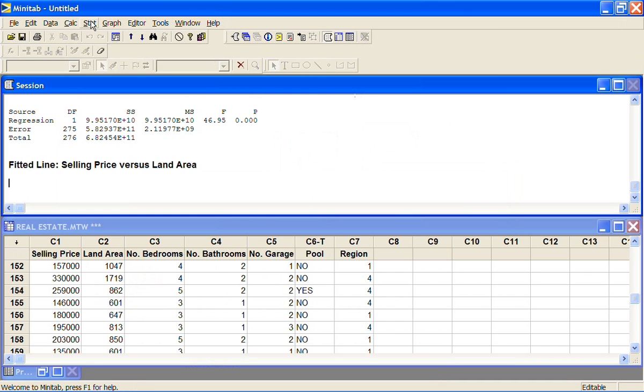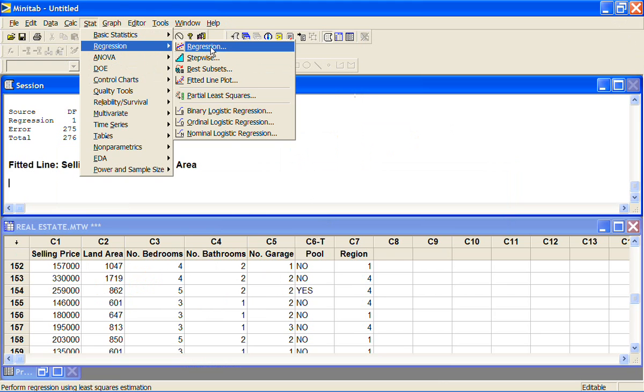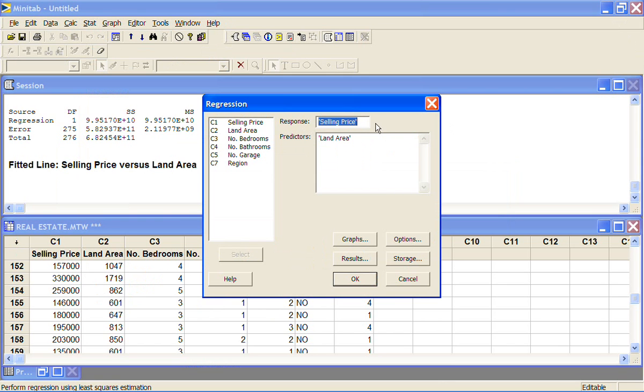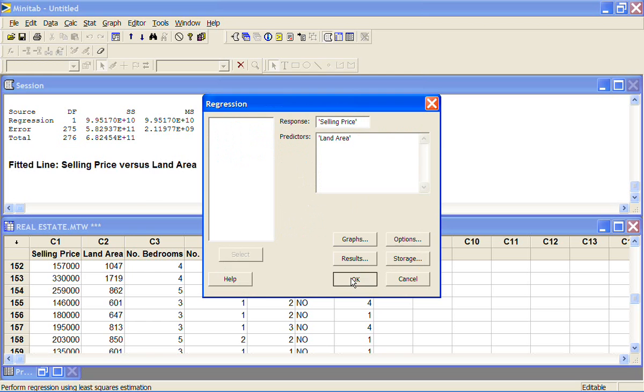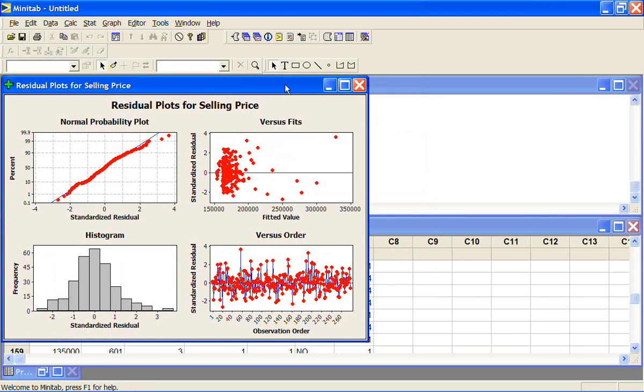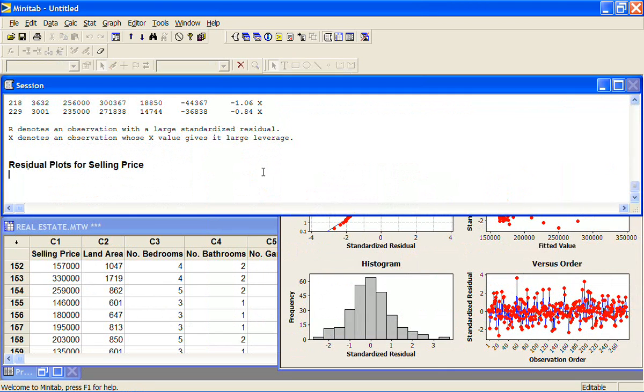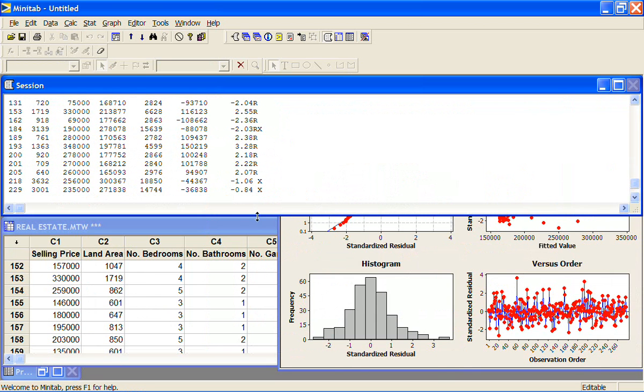So we'll go to Stat, Regression, and Regression. Our response is selling price, and we're trying to predict it using the land area. If we go to Graphs, we're going to check the standardized residuals, and we're going to look for a 4-in-1 residual plot. Okay, so we'll come back to the residuals in a minute, and what we'll look at first here is the output from the regression.